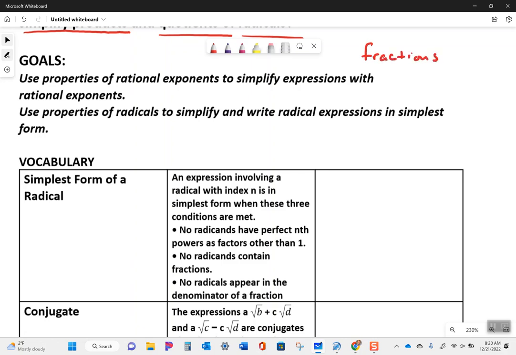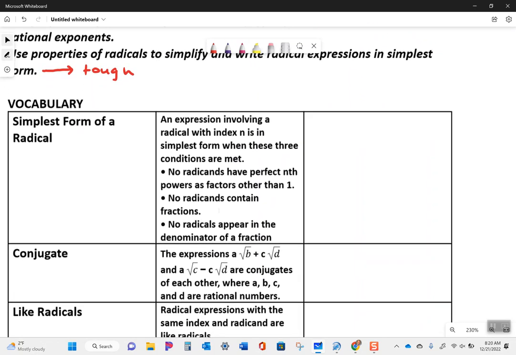The second goal today is to use properties of radicals to simplify and write radical expressions in simplest form. This part right here, guys, this is not very easy to do. This is kind of tough on kids at times. So we're going to really dive into this and make sure we've got a great understanding of what that means. So let's establish some vocabulary first, guys.